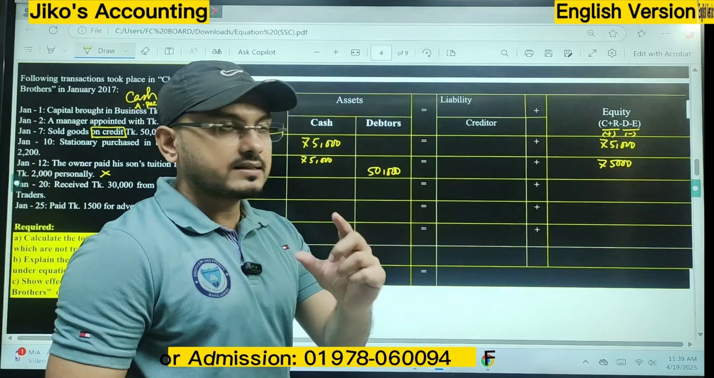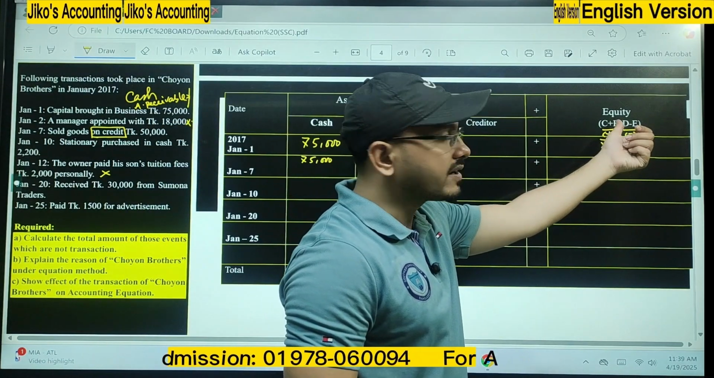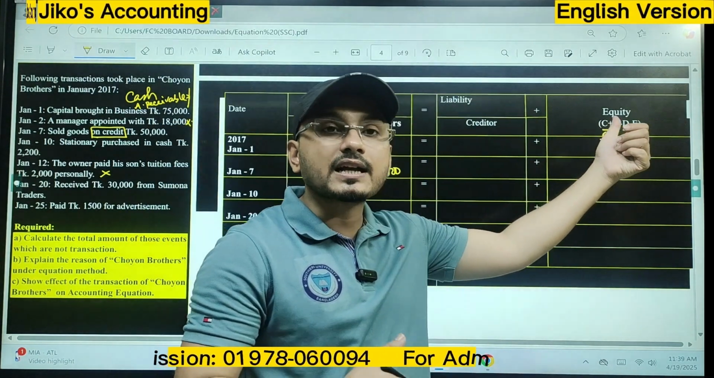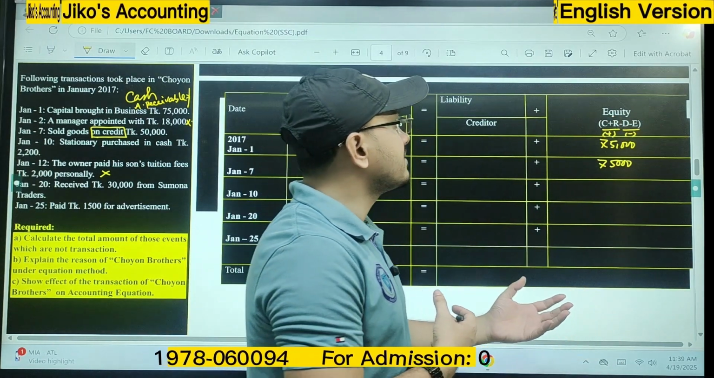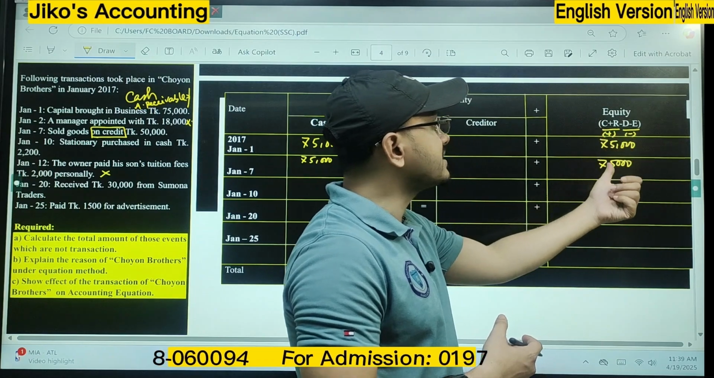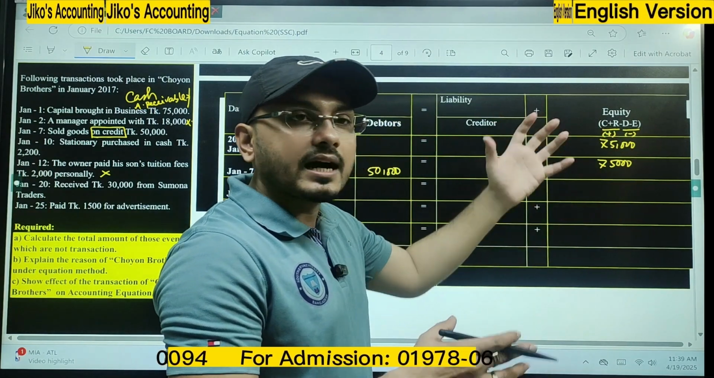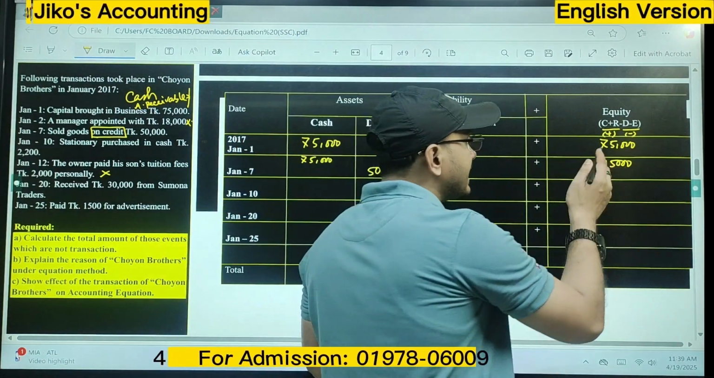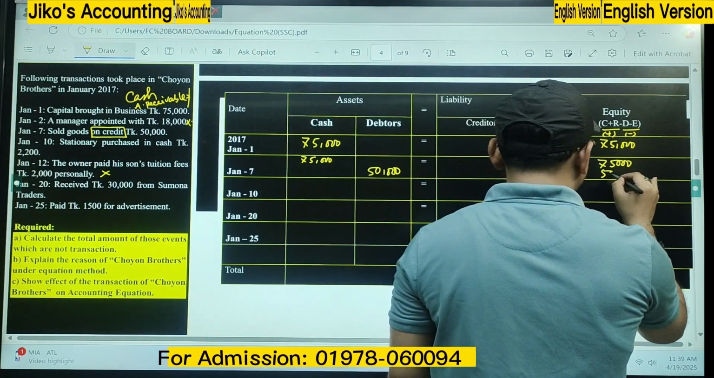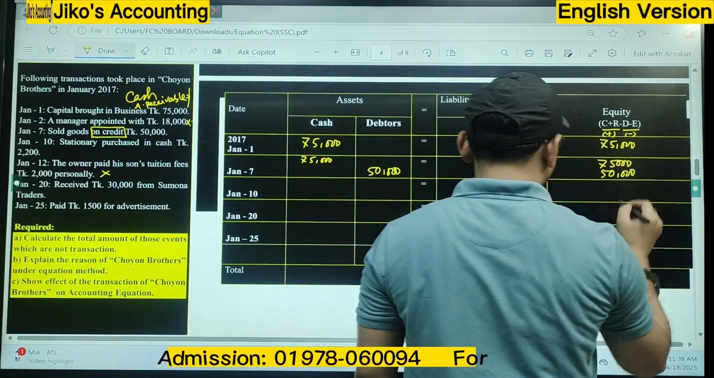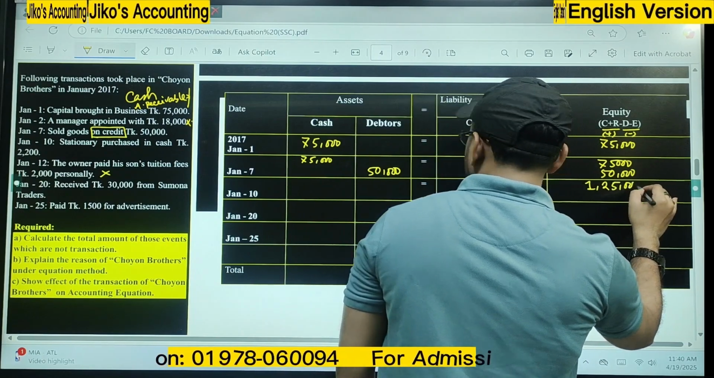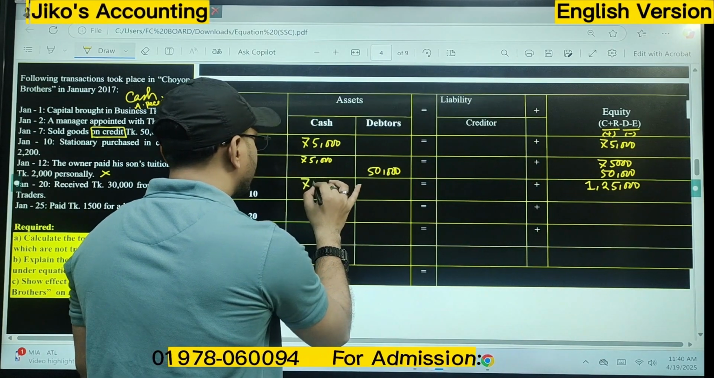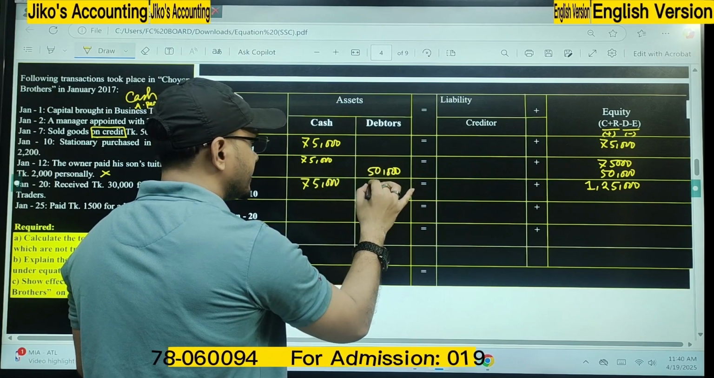And selling. Selling is an element of revenue. The more I sell goods from my business, the more income is generated by my business. You can see it's a plus sign. A plus sign indicates an increment of the equity. So increment means you have to add to the equity amount. What is my total amount here? 1,25,000 taka. Here you can see 75,000 plus 50,000.